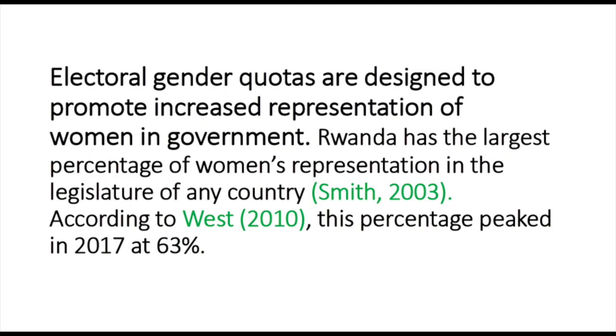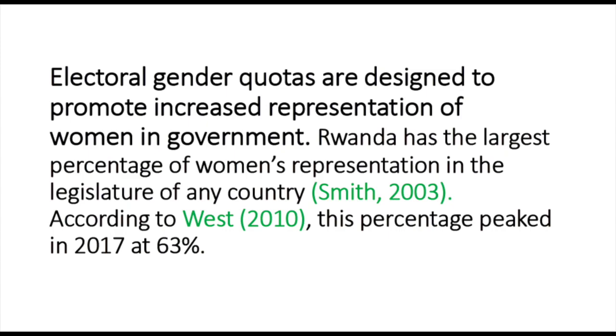Then where you're bringing in information, where you're saying Rwanda has the largest percentage of women's representation in the legislature of any country, you got that info from Smith, cite her. Now we're going to assume West, who did the specialized article on Rwanda, is the one that has data. And he says, according to West, this percentage peaked in 2017 at 63%.